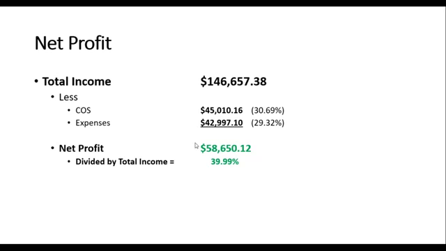So if we take the total income minus cost of sale minus expenses, their net profit, or their owner profit, at the end of the month was $58,650. In other words, that's 39.99%. Let's just call it 40%. 40% of everything that this client brought in, he and the team actually kept as owner profit. And these expenses, the $42,997, that's before all of the below the line issues. This is just the 9 categories.